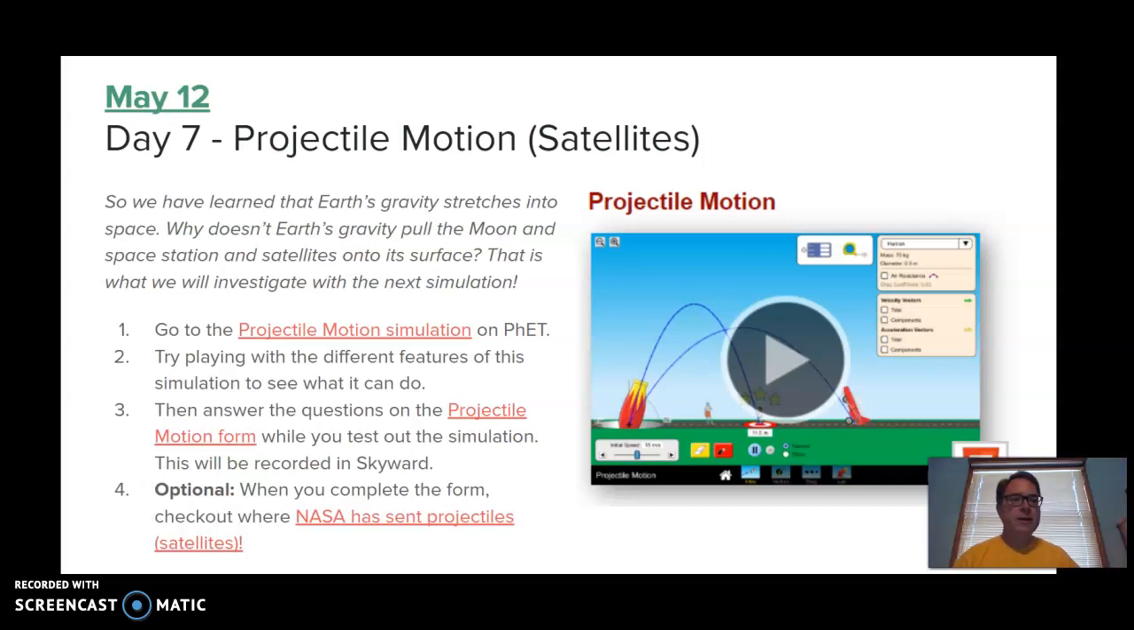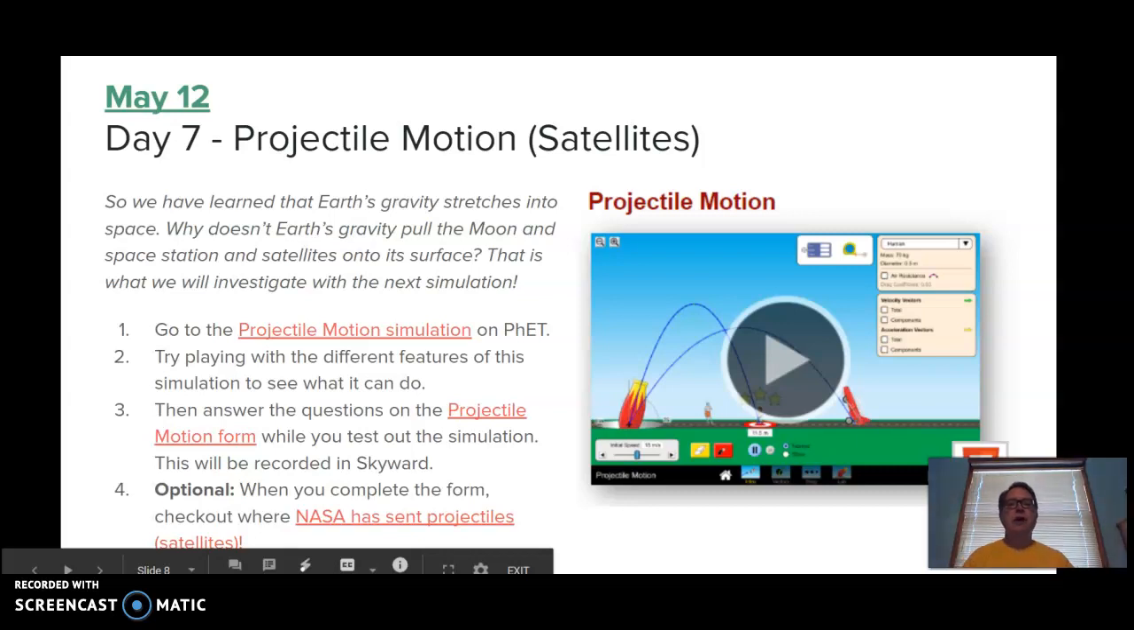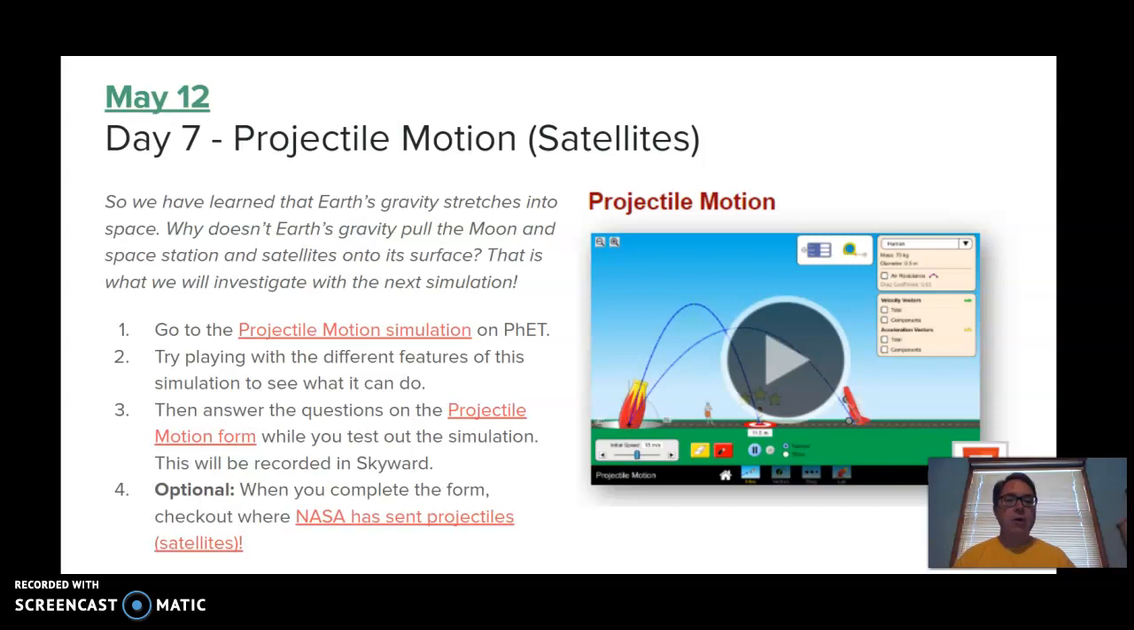All right, welcome back to day 7 of our investigation of gravity. Today I want us to think about how the moon and how satellites continue to orbit around the Earth and not get pulled to the Earth's surface. Why do they not crash into the Earth? We know that gravity from Earth stretches out into space, holds the moon, holds satellites there, but why doesn't it pull them in? And that's what we're going to find out by today's simulation.